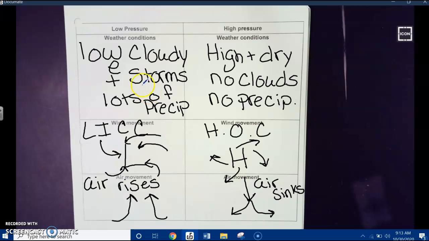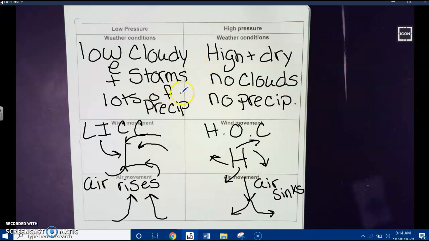So just a quick review. Low pressure system, low, wet, cloudy, lots of storms. Low in counterclockwise, the winds are going in a counterclockwise direction, so that's to the left. And the air rises here, making our clouds. Clouds make precipitation. High and dry, no clouds, no precipitation because the air is sinking. And the wind movement is clockwise and outwards, so it is to the right. So those are our two pressure systems, our low pressure and our high pressure.